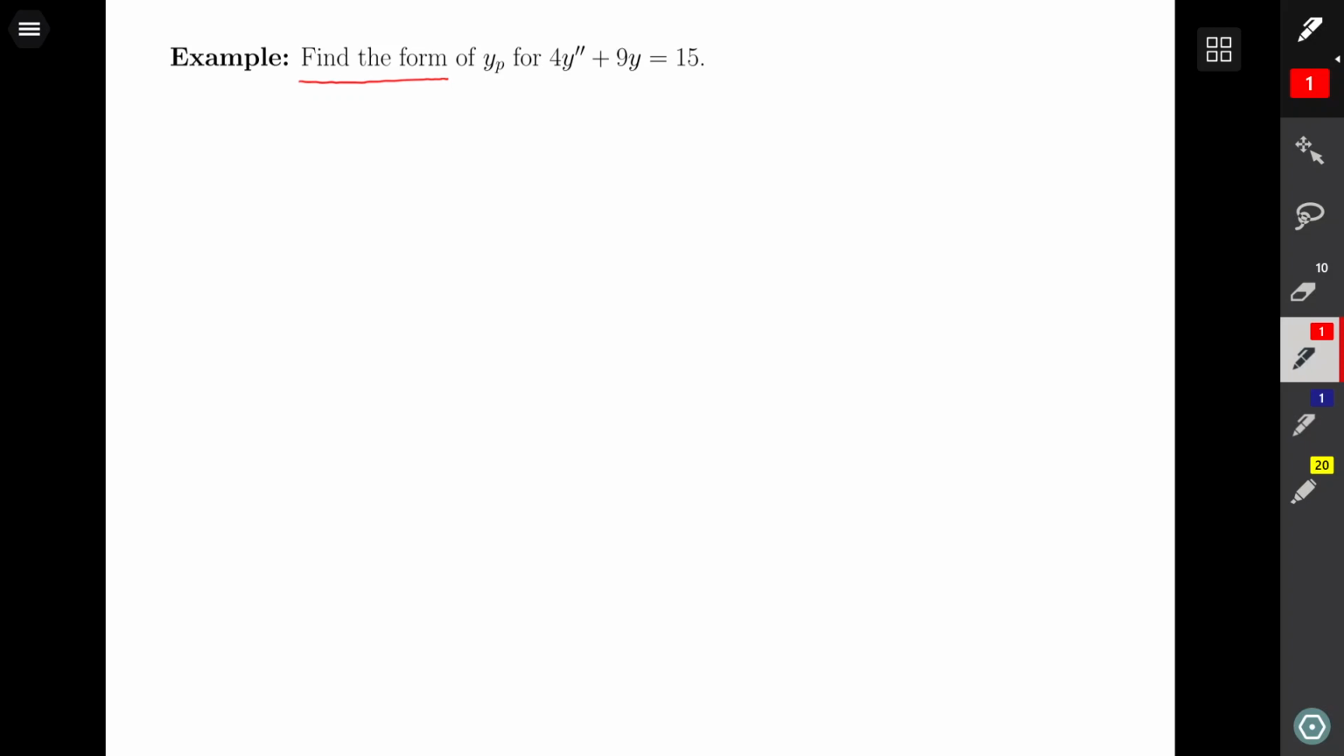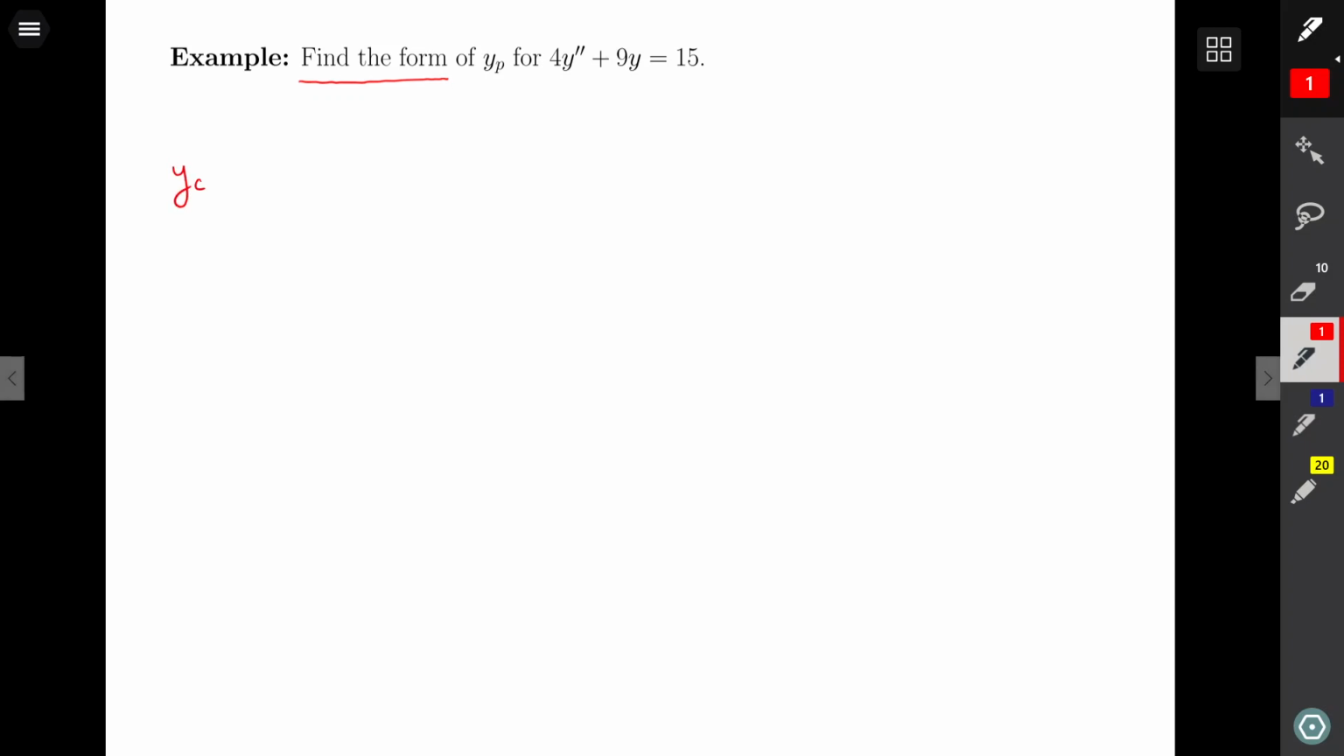So I'm going to concentrate on finding the form instead of going through lists of equations and plugging stuff in and determining values of A, B, and C and all that sort of stuff. That's not the focus of this. So let's try to find the form of the particular solution for 4y double prime plus 9y equals 15.